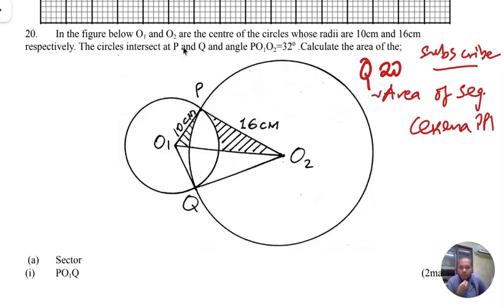So tukianza swali linasema in the figure below O1 and O2 are the centers of the circles whose radii are 10 cm na ingine ni 16 cm respectively. The circles intersect at P and Q and angle PO1O2, ambayo ni hii angle, acha niandike in blue, hii angle is 32 degrees. Calculate the area of the sector PO1Q. Kumbuka sasa tutafuta area of the sector.